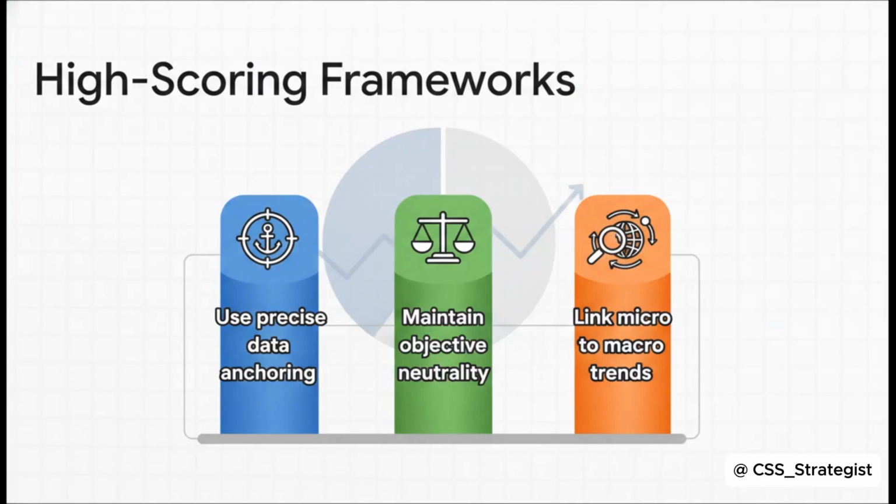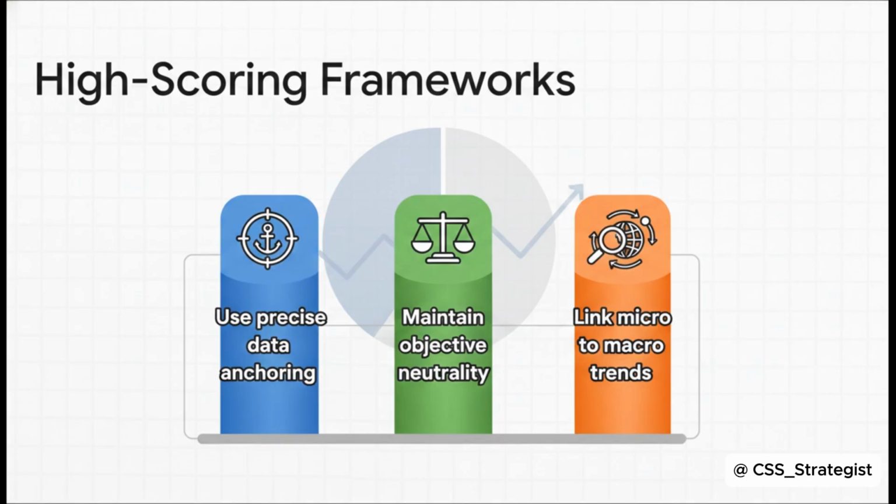Remember, high-scoring candidates always use analytical frameworks. First up, data anchoring. Vagueness is the absolute enemy of a good CSS paper. Don't just say, climate change is bad for the economy. Say, climate change threatens a $19.5 billion contraction in real GDP by 2050. See the difference?